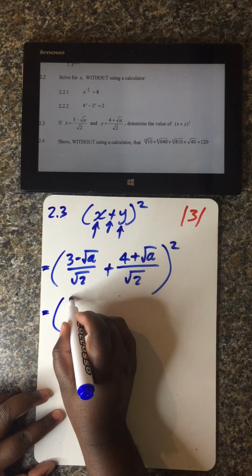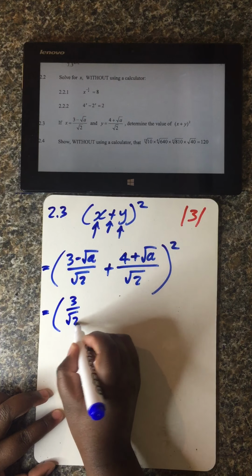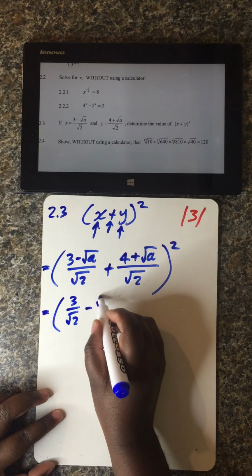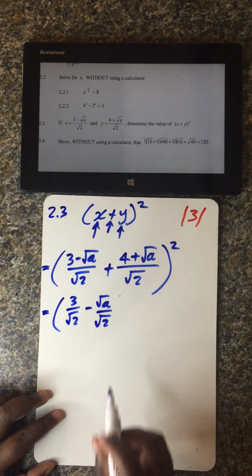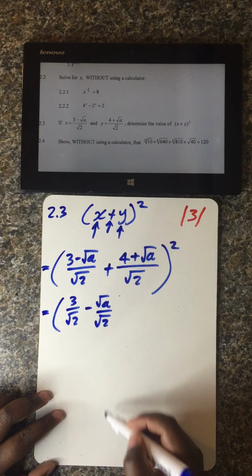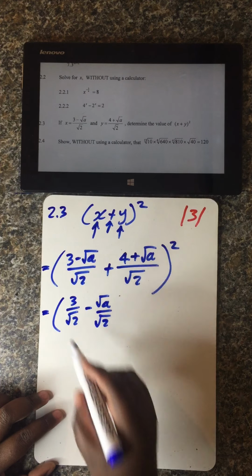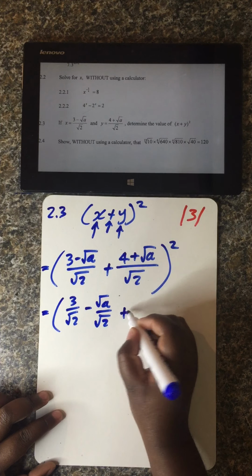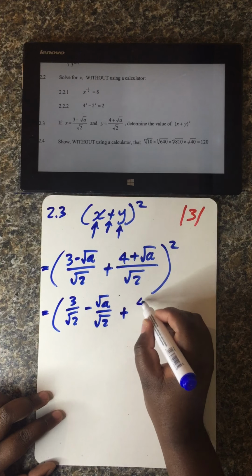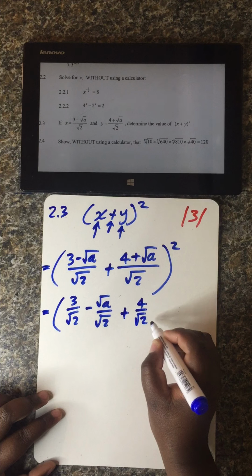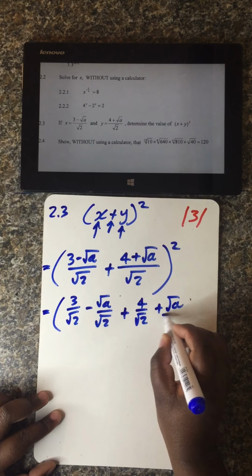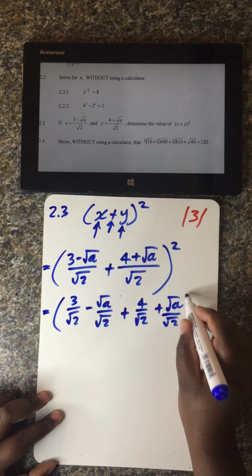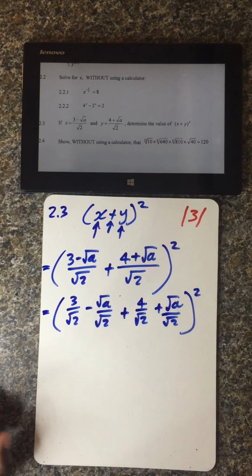So that means we've got (3 minus square root of a) all over square root of 2. Can you see, guys? This part is the same as the whole of this. Now I'm on that plus there. So I'm saying this is the same as 4 over 2 plus, that is, plus square root of a over square root of 2. I close, then squared. Very, very much important, ladies and gentlemen.